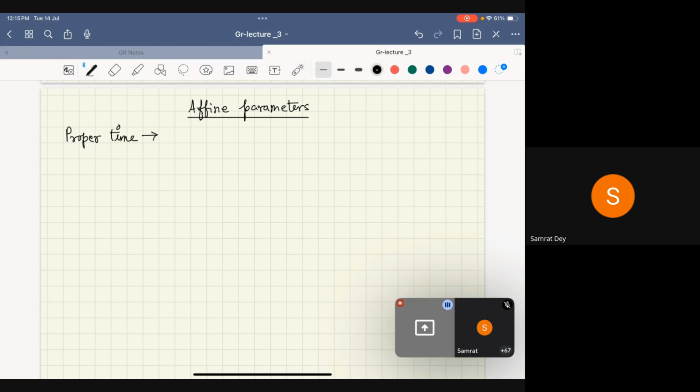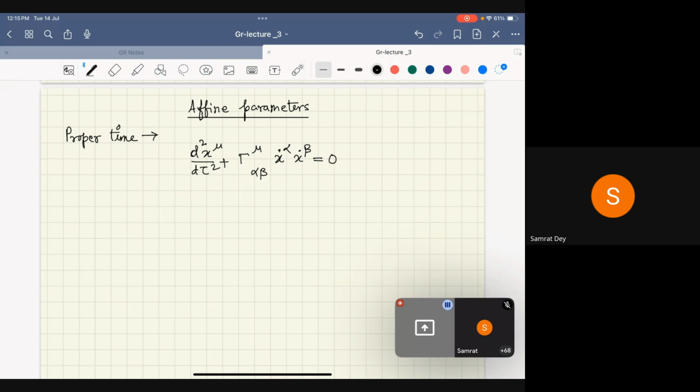Then the next moment I assign a different coordinate according to my clock. So this is the way a material particle which is having some mass can assign coordinates to each and every point of his or her trajectory. So assigning coordinates is easy, and it is natural to use the proper time as a parameter for the curve and to write down the geodesic equation as d2x mu d tau 2 plus gamma mu alpha beta x dot alpha x dot beta equal to 0.